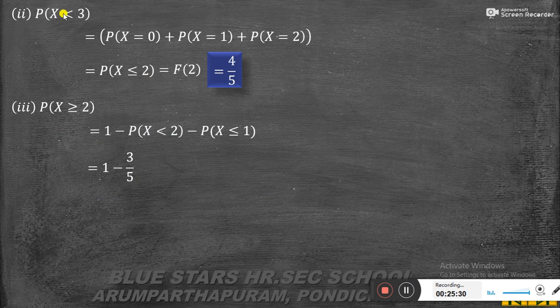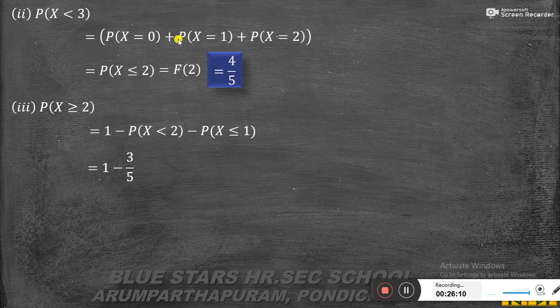So we will find the probability of x less than 3. X less than 3 means x takes values smaller than 3, so x equal to 0, 1, and 2. Probability of x equal to 0 is 1 by 2, plus probability of x equal to 1, which is 1 by 10, plus probability of x equal to 2, which is 1 by 5. We take the common denominator, LCM 10, so the numerator is 5 plus 1 plus 2, that is 8 by 10, which is 4 by 5. So the probability of x less than 3 is 4 by 5.